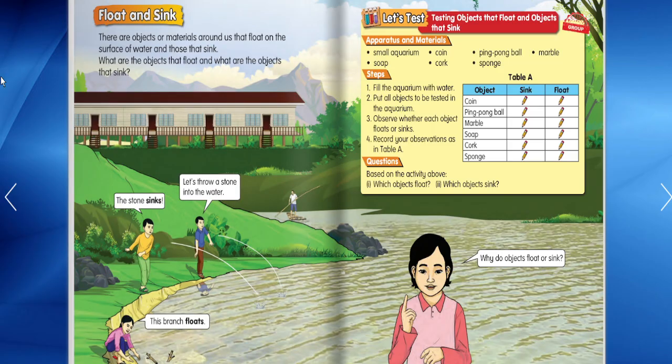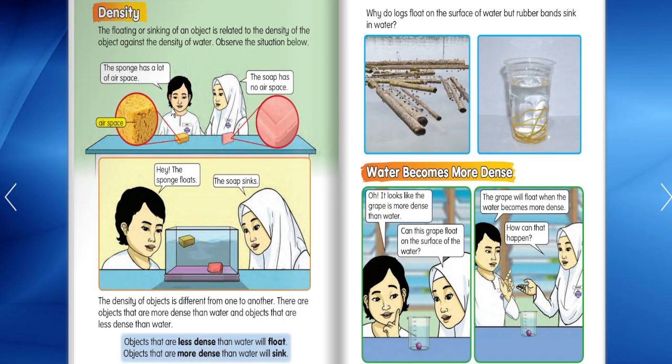There are objects or materials around us that float on the surface of water, and some sink. So what are the objects that float, and why do some sink and some float? Here the stone sinks, but this branch floats. So basically, why do objects float or sink? Floating or sinking of an object is related to the density of the object.